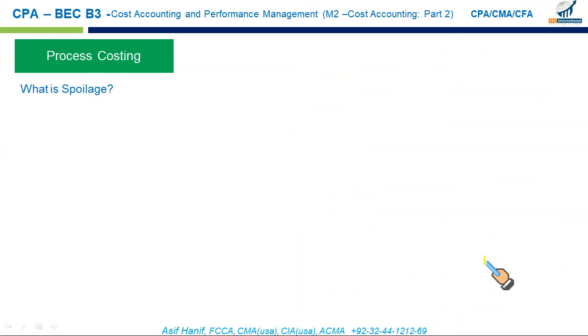The last area in process costing is spoilage. What is spoilage, or sometimes called shrinkage? It is the loss during the period. Let's say if we start work on 100 units during the period, maybe we end up getting only 95 good units, and the remaining 5% are wasted. So this is called spoilage or shrinkage.